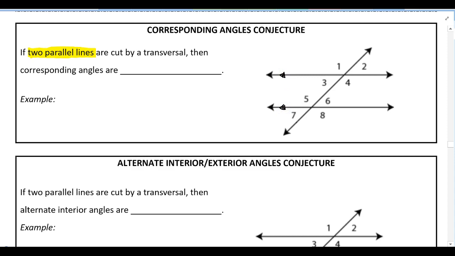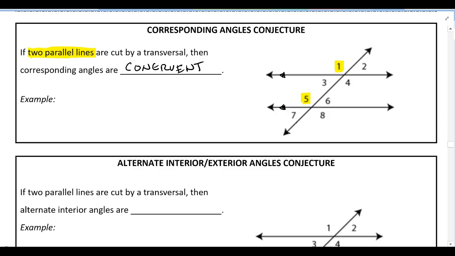Then corresponding angles are. So if we look at our pairs of corresponding angles, I've got 1 and 5. And if you had to make a guess about the relationship between those once we make the lines parallel, you might guess that they are congruent. And in fact they are. So if two parallel lines are cut by a transversal, then corresponding angles are congruent.